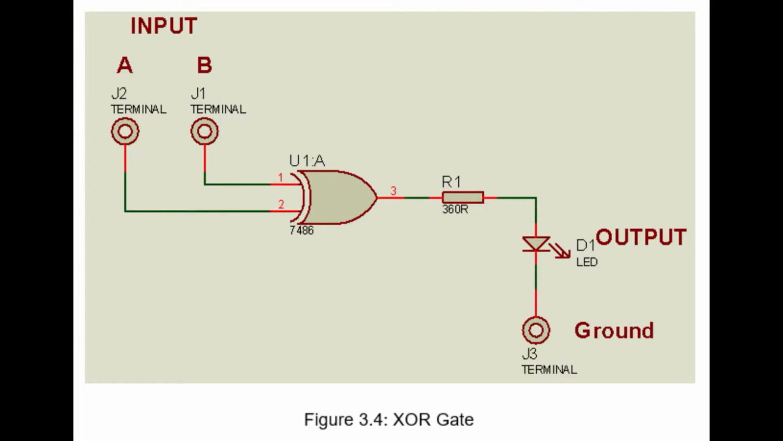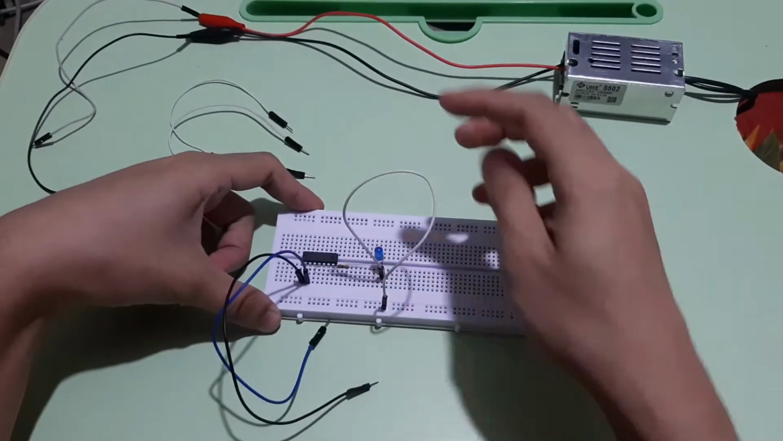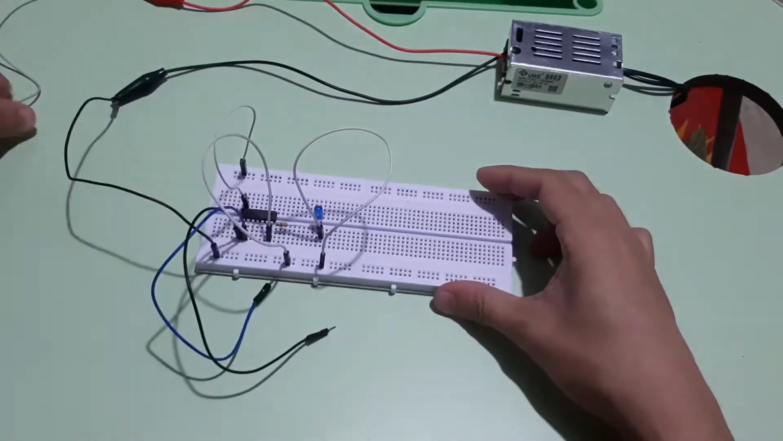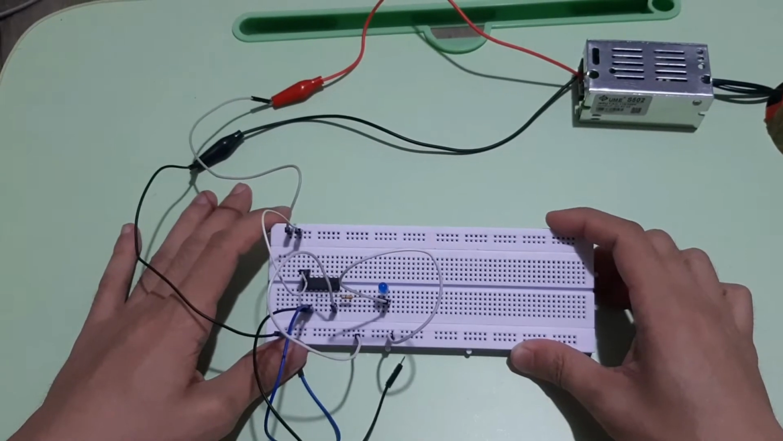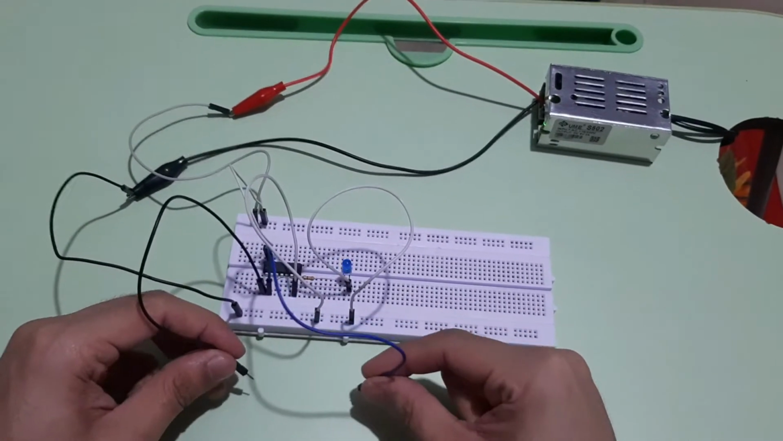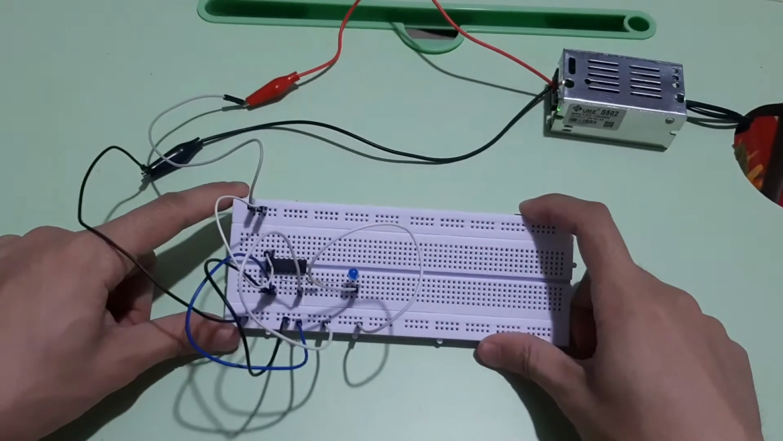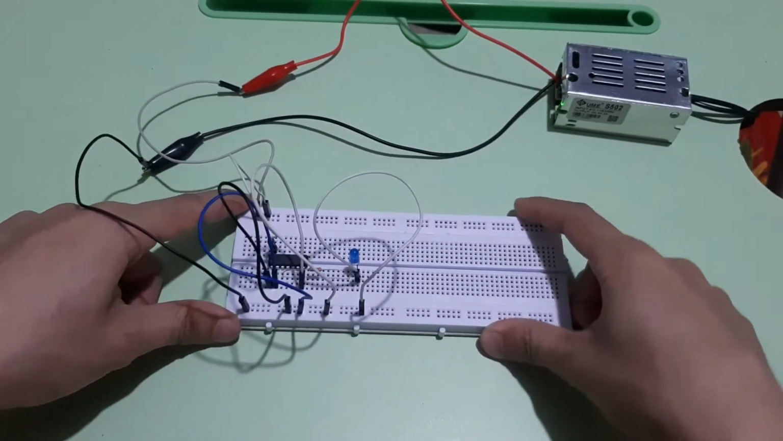Now let's create the circuit. Now here's our XOR gate circuit. Now let's test. If all input is 0, the output becomes 0.